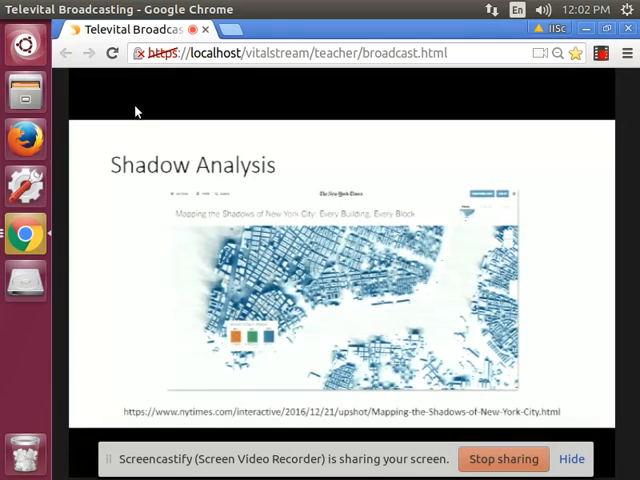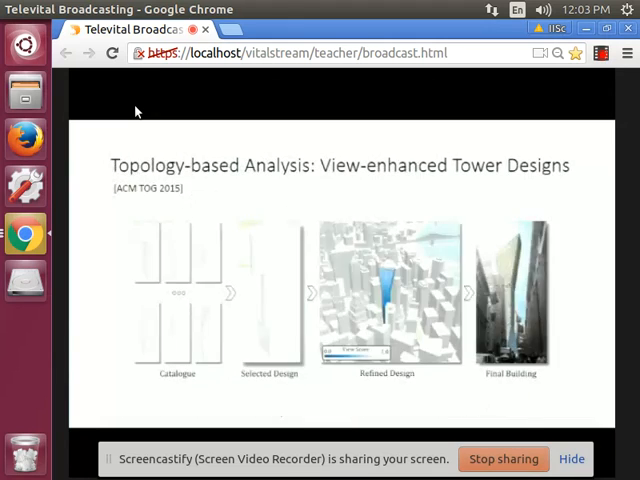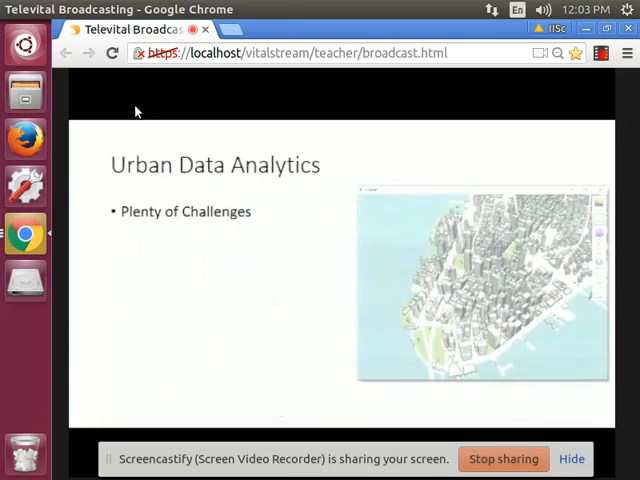The same data was also used in a web-based interface wherein you can explore the shadows at different times of the year in New York. This was done by the Upshot, part of the New York Times, and there's a nice visual tool over there. You can actually go there and play with the shadow analysis, right? And again, going to skip.